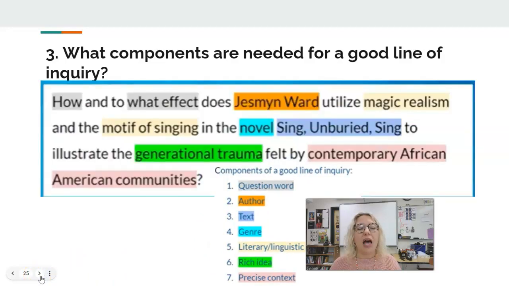Here's another one. How and to what effect does Jesmyn Ward utilize magic realism and the motif of singing in the novel Sing, Unburied, Sing to illustrate the generational trauma felt by contemporary African American communities? All right, so you have 2 samples and a list of 7 components that make up a line of inquiry.